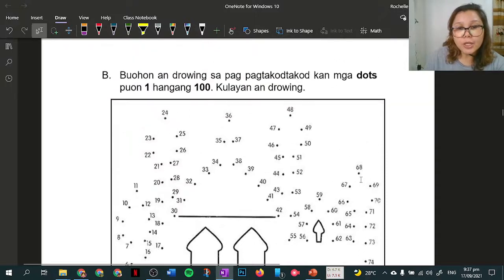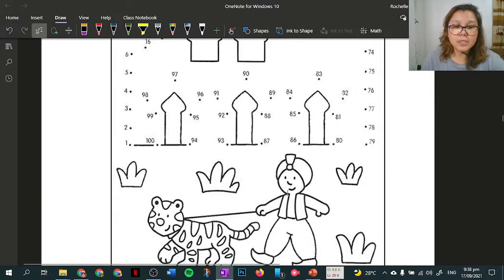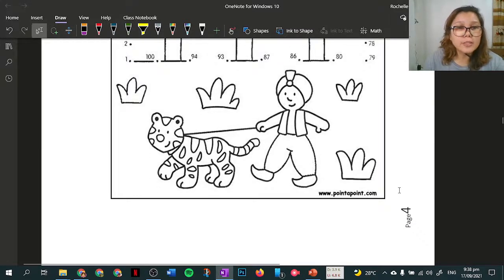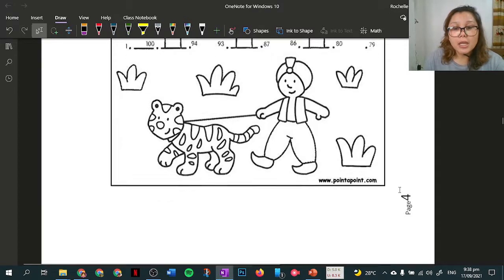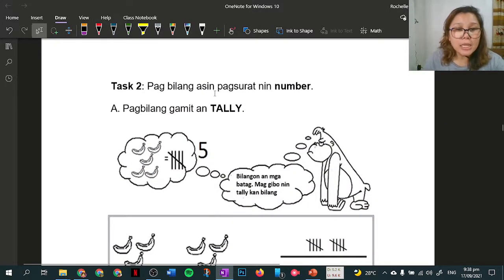And after you form the figure, color your drawing. So, including this one, parang ano siya, nakakabuko ng coloring book. Okay, this is on page 4. Pause if you'd like to finish this, or you continue the video if you'd like to answer them after the lesson video. Okay, for task 2, magbilang as in pagsurat ni number.